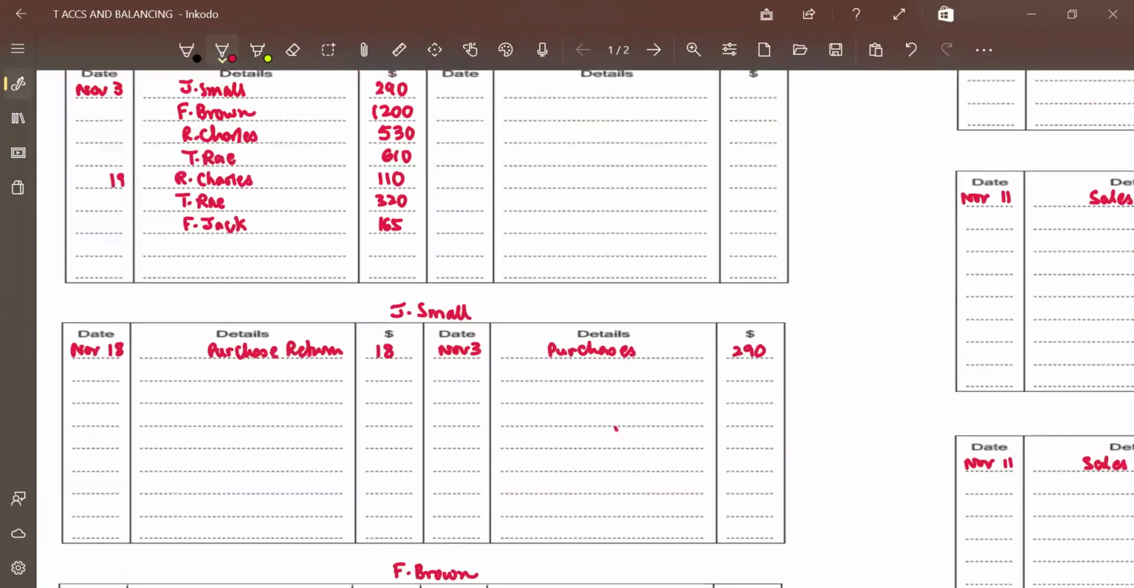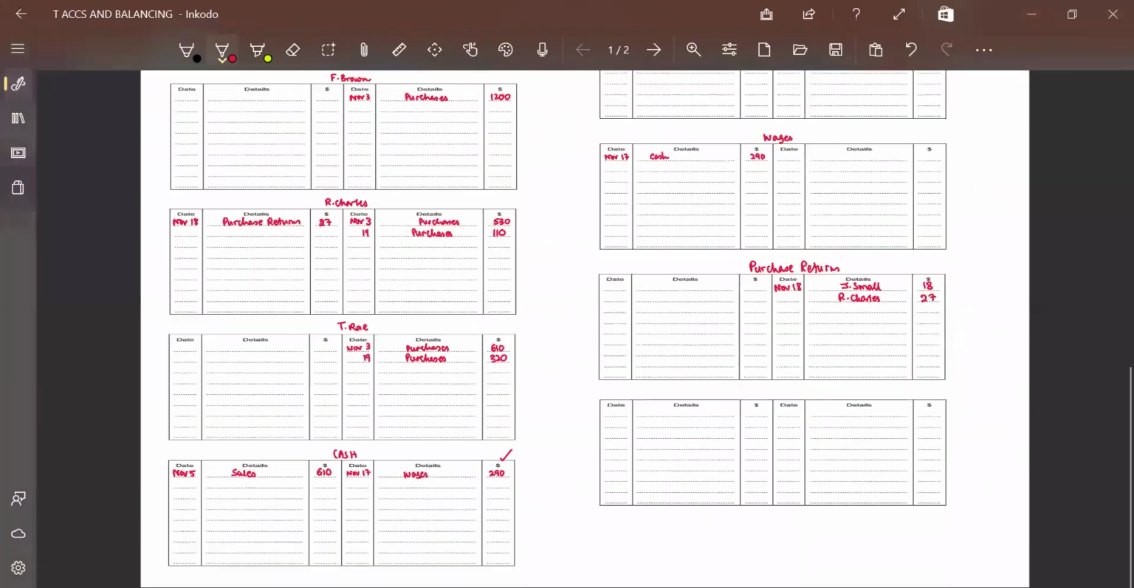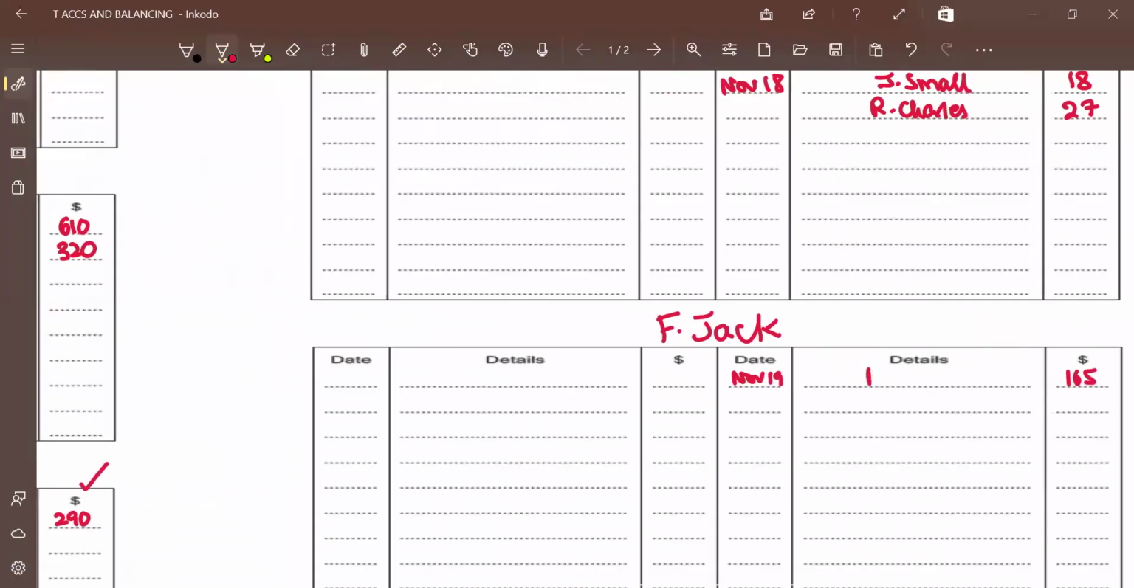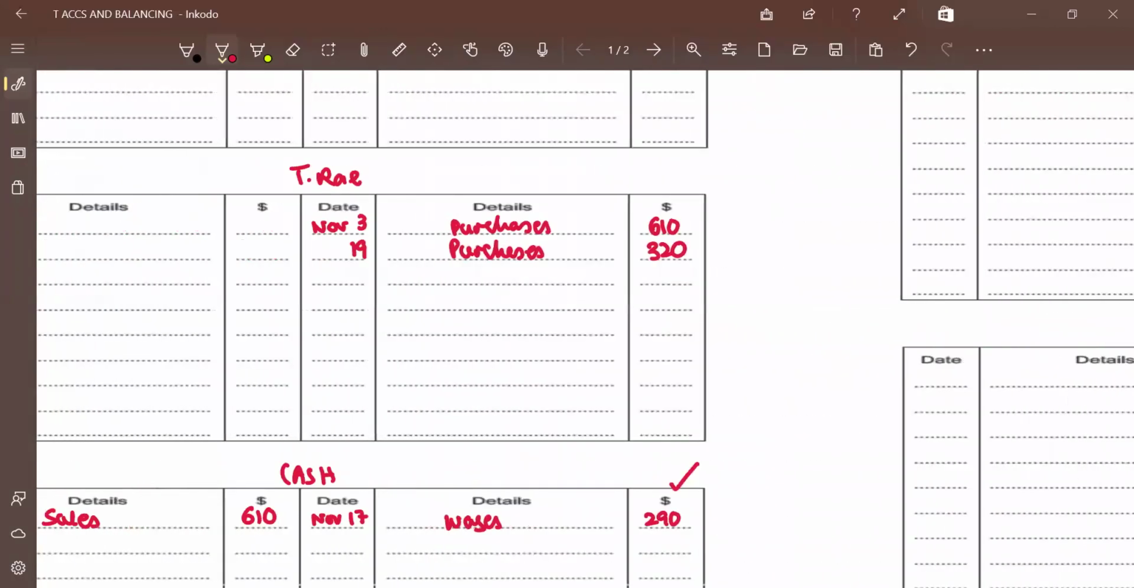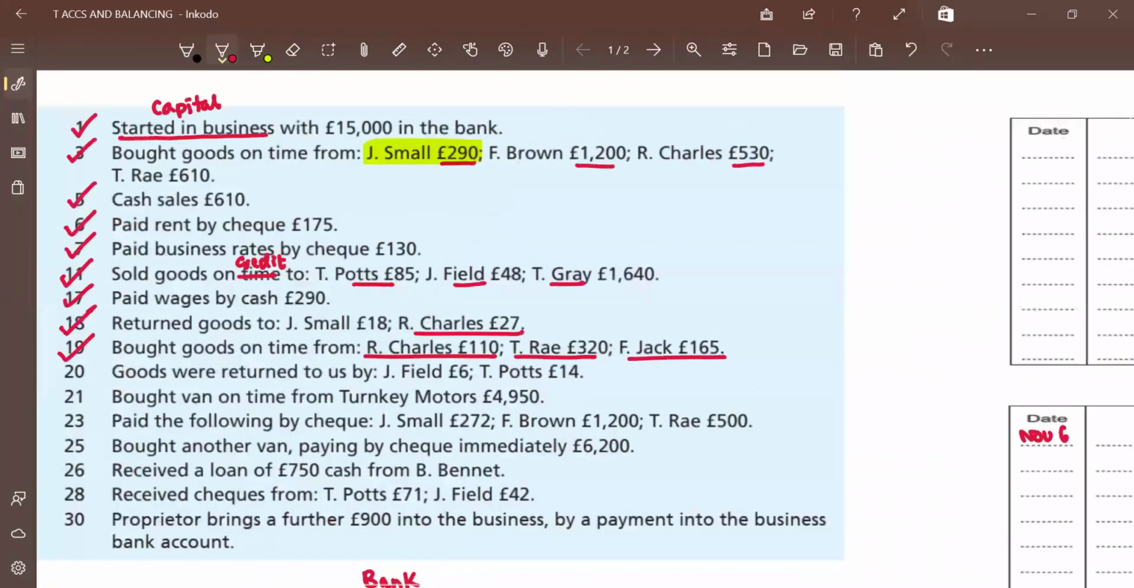Now, we don't have a T account for F Jack, so you'll have to make one for F Jack. So we make one for F Jack, and we owe F Jack $165, and this is on the 19th of November, I guess. And why do you owe him? Because you've purchased goods from him on credit. Understood? Next is goods were returned to us.